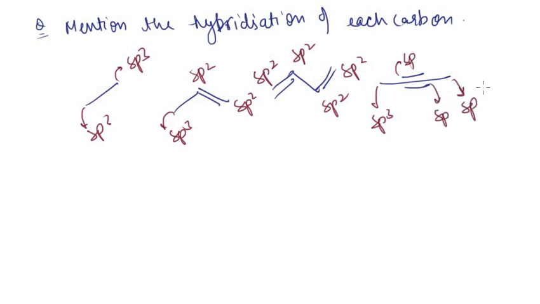How am I doing this? The number of sigma bonds plus pi bonds, I am calculating the steric number, and I have explained that steric number 4 means the hybridization will be sp3, steric number 3 means sp2, and steric number 2 means sp. So that's how we are going to solve questions related to hybridization.